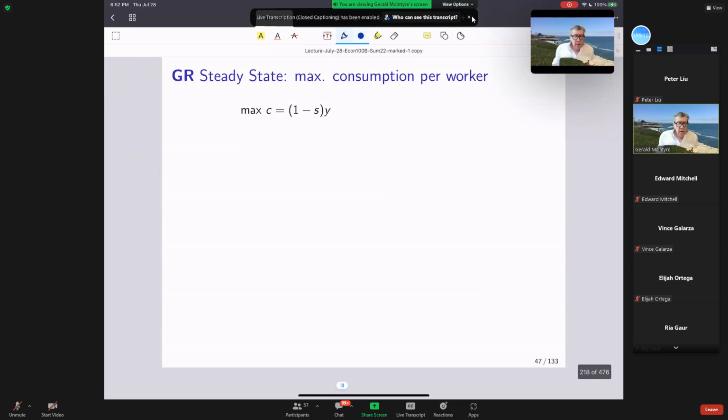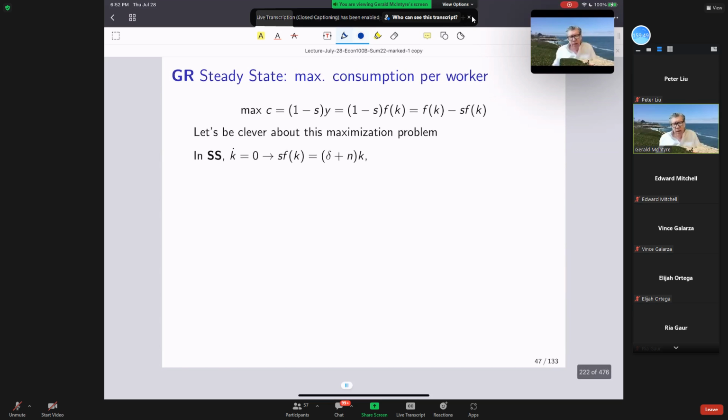Well, that's a simple maximization. It seems like a simple maximization problem. We're maximizing this consumption function with respect to S. That's not so easy, okay? And I'll expand it. We have to maximize this function. But sometimes it's useful to be clever as opposed to working something out with brute force. If we're clever about this maximization problem, we can do something clever here.